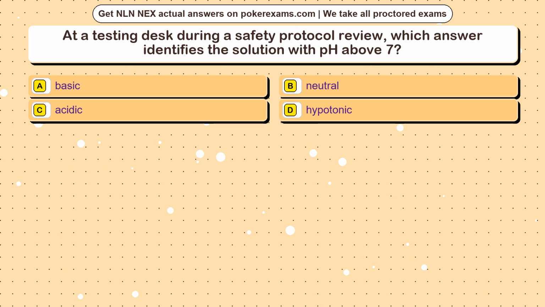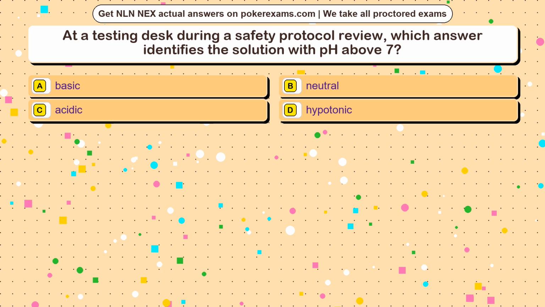Question 23. At a testing desk during a safety protocol review, which answer identifies the solution with pH above 7? Option A, basic. Option B, neutral. Option C, acidic. Option D, hypotonic.